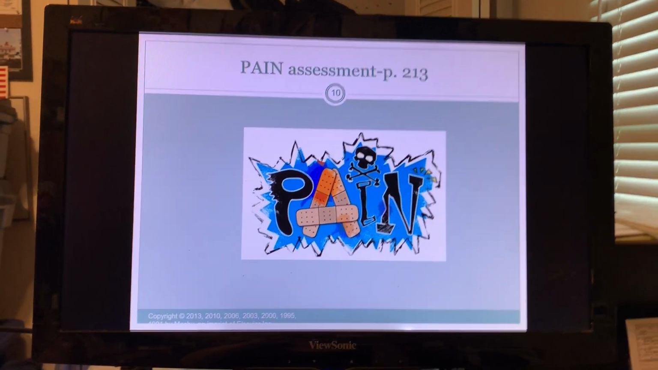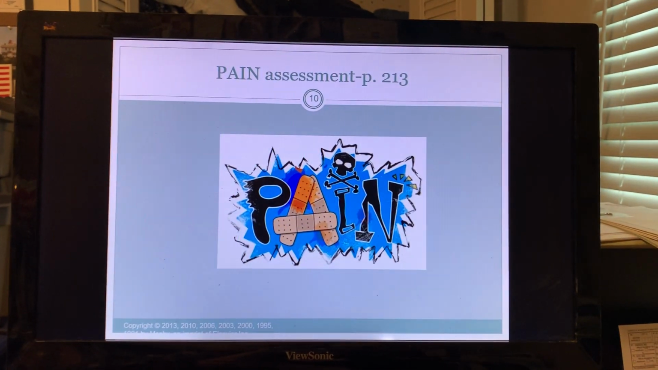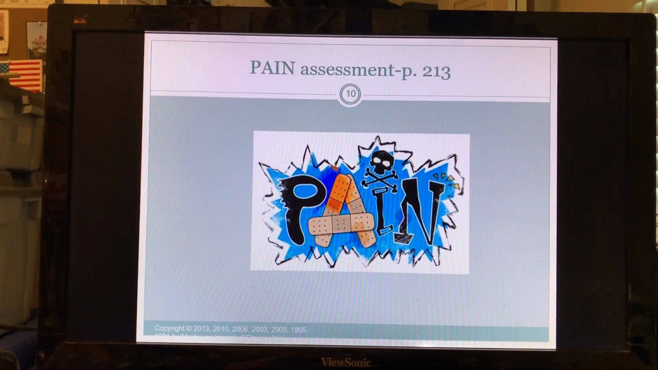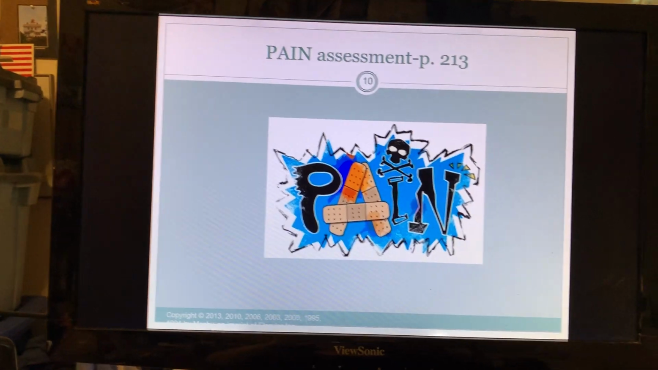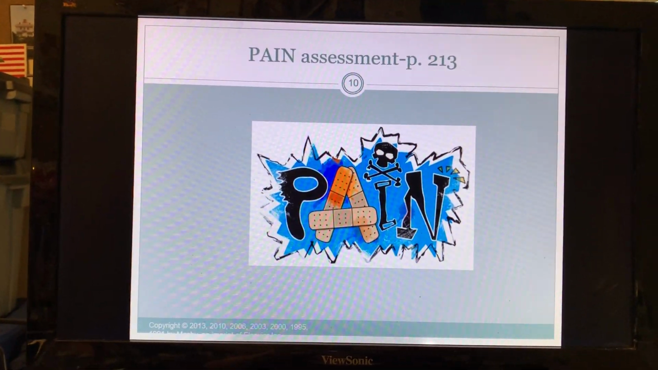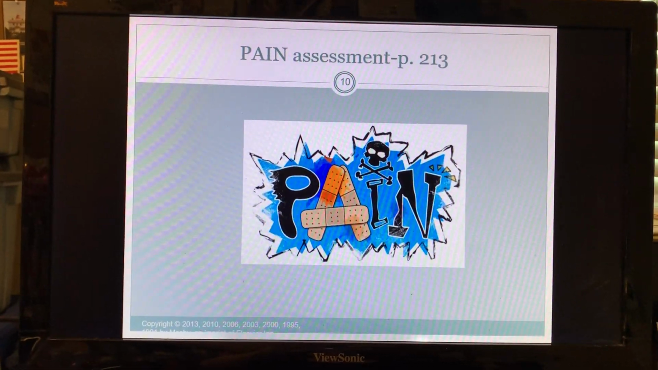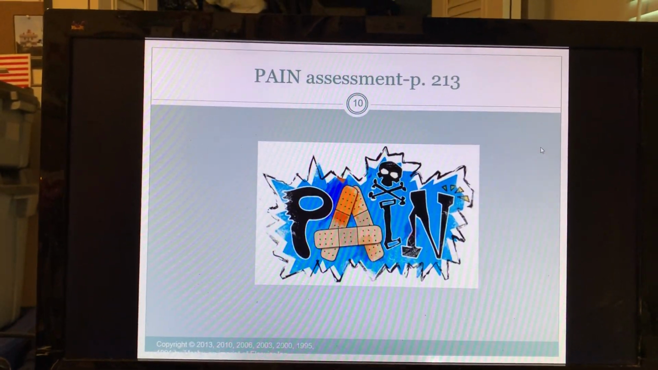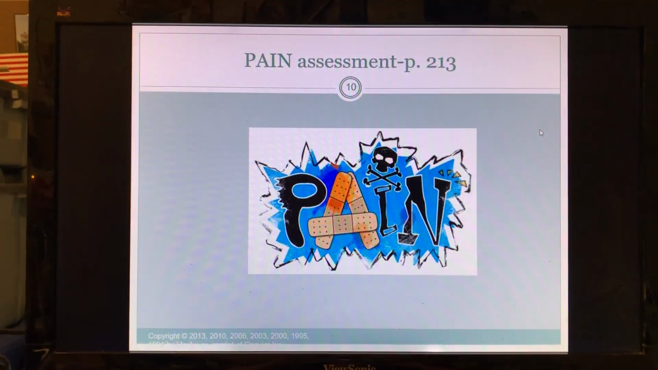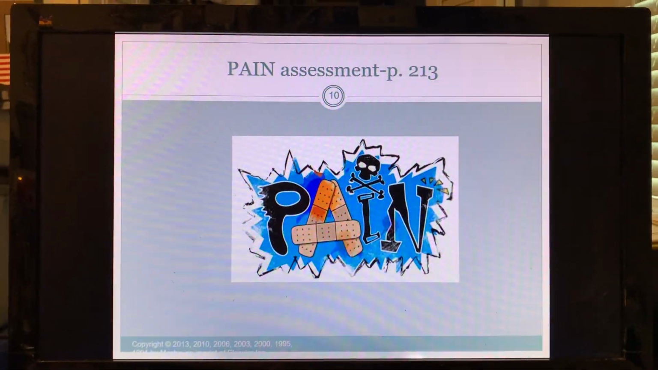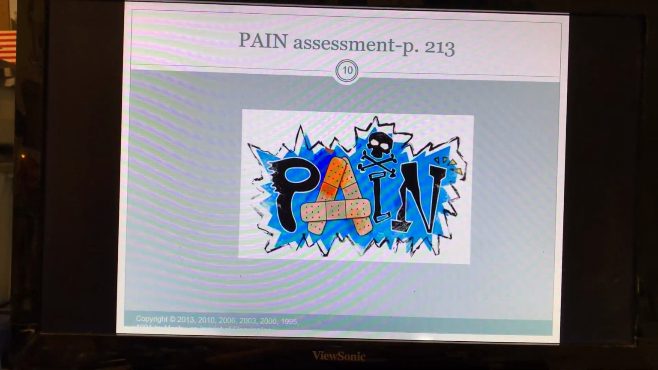One very important part of pain relief for a nurse is the pain assessment. And your book talks about this on page 213. We have to be able to assess the patient's pain. We have to be able to record it. We have to try to relieve it. And then we have to document how we attempted to relieve it. So you will find a large portion of your career taken up with pain assessment, pain treatment, and pain reassessment.